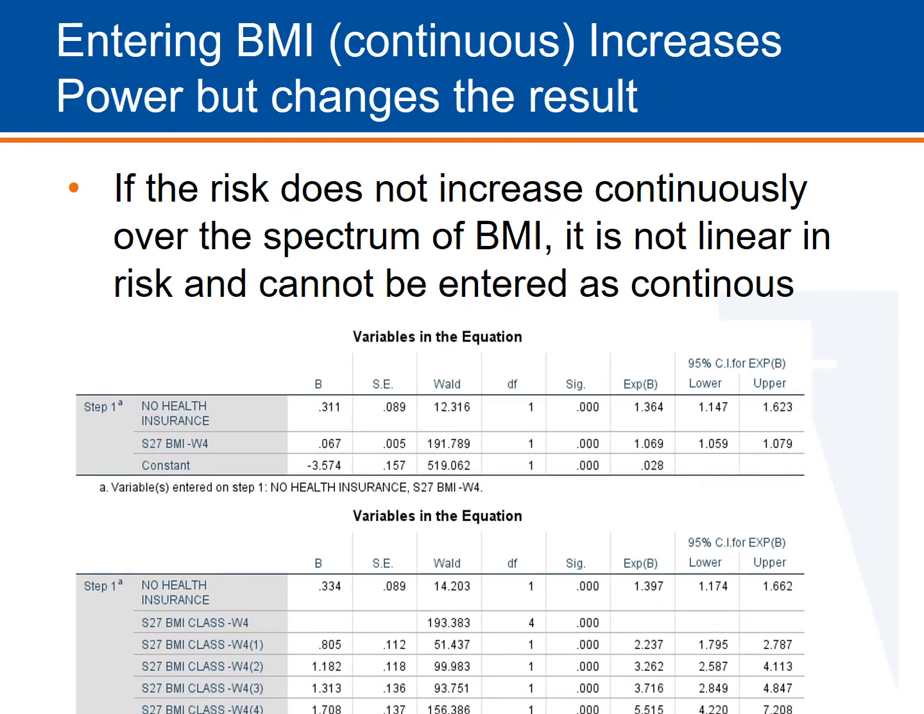The reason why linearity is important is the meaning of the interpretation of the final result. Here I'm showing a logistic model with BMI entered simply as continuous. The B and the E to the B, or the odds ratio, can only be interpreted as the change in risk or odds associated with every unit increase in BMI. If that risk changes at one end of the spectrum or even in the middle, the conclusion about the relationship between BMI and high blood pressure would be wrong.